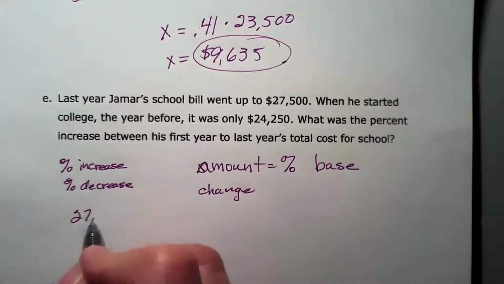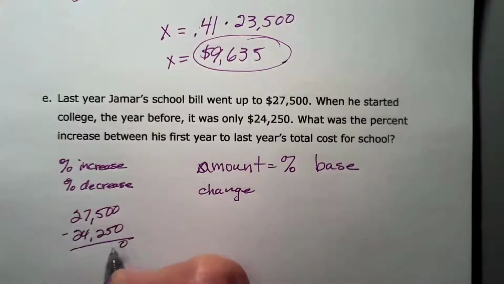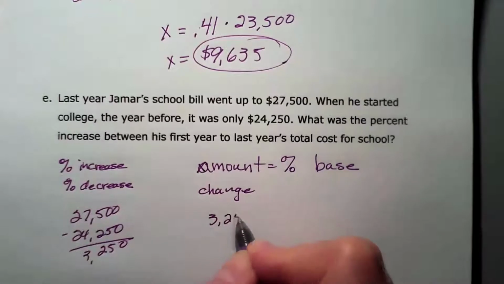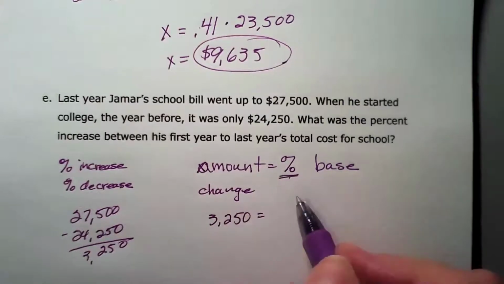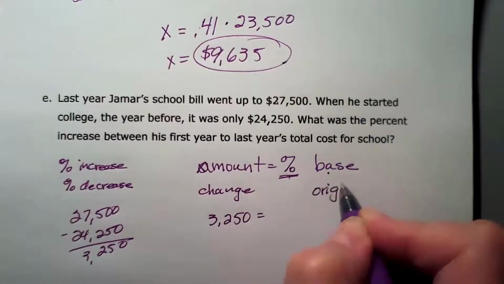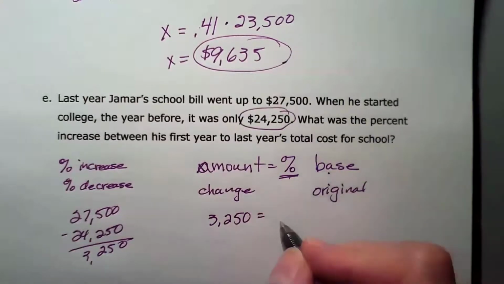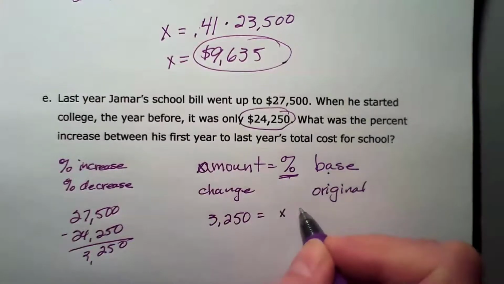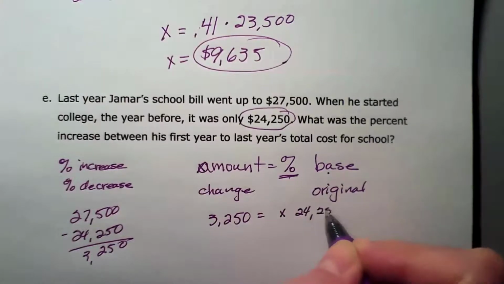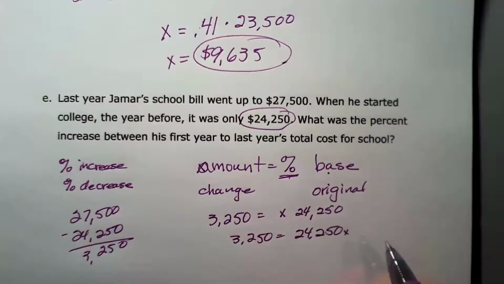So from 27,500 to 24,250 is 3,250. We don't know the percent, but the percent is always times the original. So what was the tuition originally? It was originally 24,250. So I'm going to do percent is my X times 24,250. Normally when you write an equation, you'd put the number first, 24,250 times X.